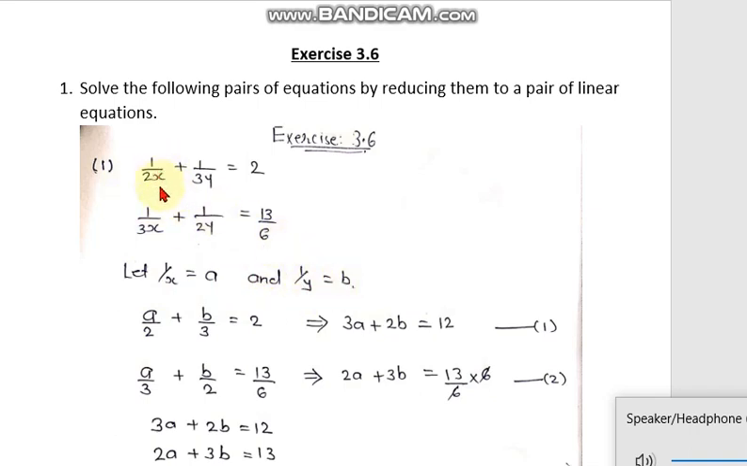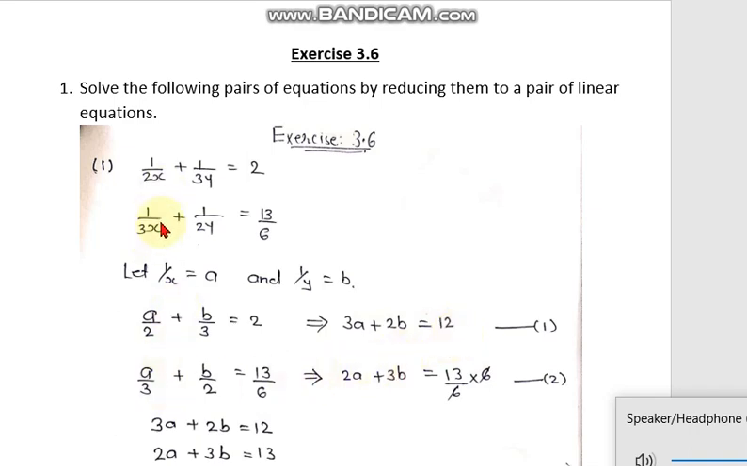Now instead of 1 upon x, if I write a, we will get a by 2 plus, and 1 upon y we are assuming b, so b upon 3 equals 2. Now taking the LCM, the LCM of 2 and 3 is 6. So we will have 3a upon 6 plus 2b upon 6 equals 2. And that 6 we are taking to the other side, so 3a plus 2b equals 2 into 6, which is 12.